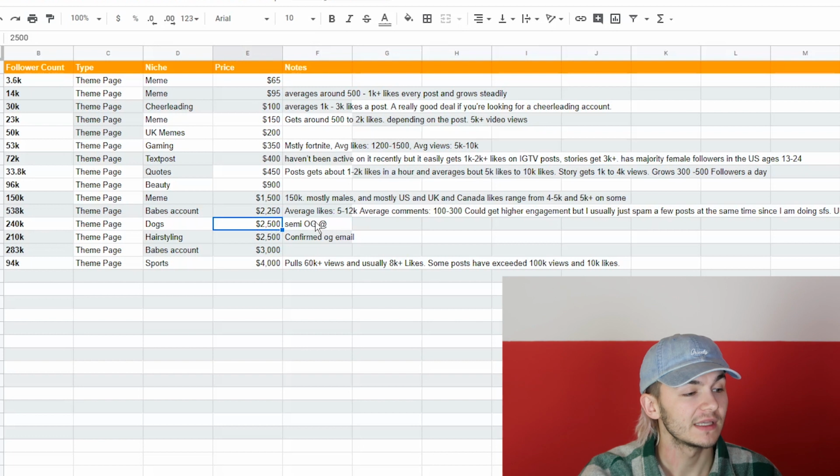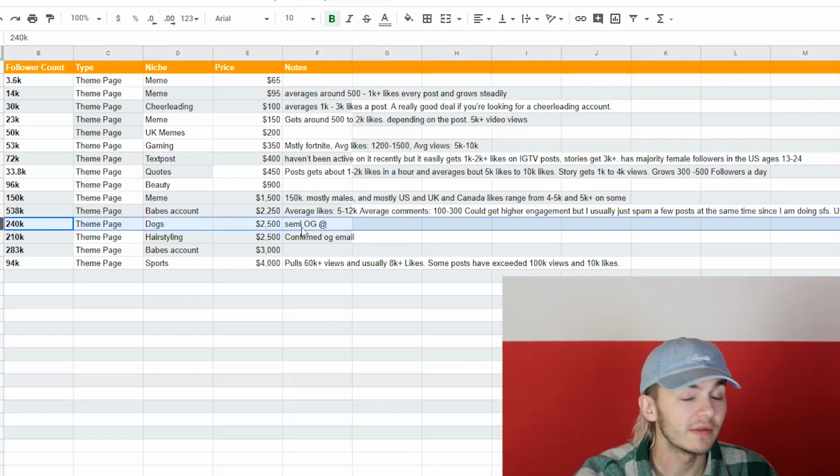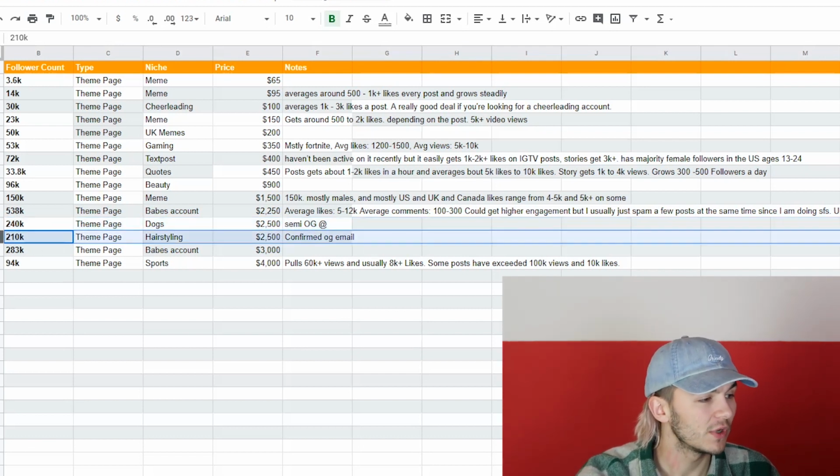Could be worth it. I mean, the semi-OG isn't going to be worth more than $600. I'm going to say 600, unless they're underestimating the value of it. But that could be worth that amount to the right person. However, if that right person is not really interested in the username, it could bring the value down to like $1,500, $2,000. Up next, 210,000 followers, hairstyling.